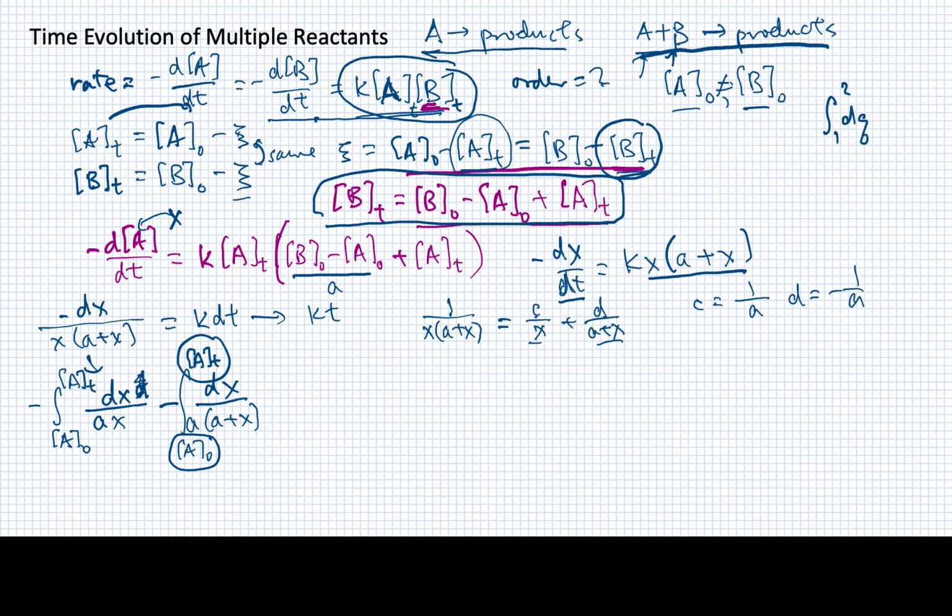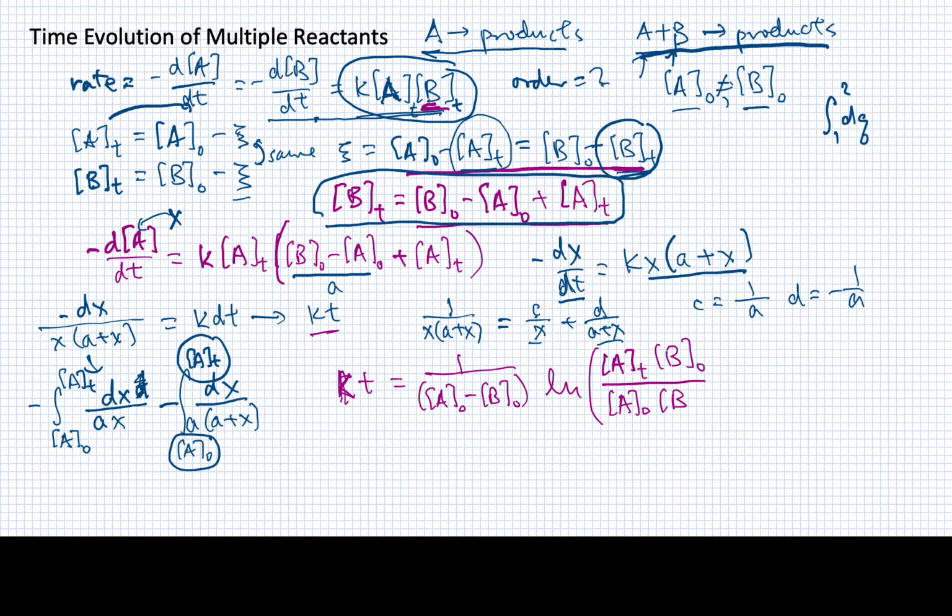But the expression that I'll get from performing these various operations is that the right-hand side of the equation, which is kt, is going to be equal to 1 over this difference, a0 minus b0, times the logarithm of a at time t times b at time 0, divided by a at time 0 and b at time t. And so this becomes the integrated rate law for this reaction.